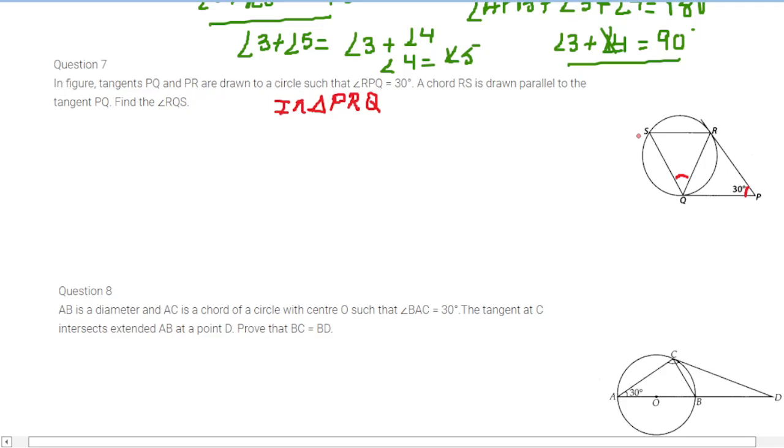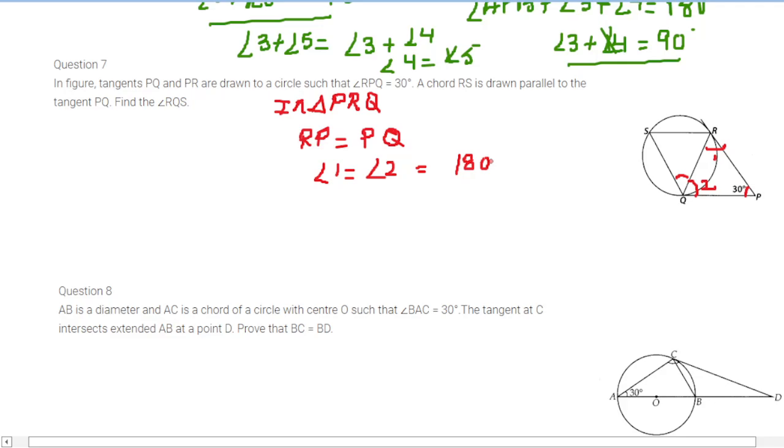We know that RP will be equal to PQ. These are tangents drawn to the same circle from the same external point P. So it means RP and PQ are equal. So this implies angle 1 will be equal to angle 2. So by angle sum property, we can find the measure of angle 1 and 2. So angle 1 and angle 2 will be equal to 180 minus 30 divided by 2. So it means they both are 75 degrees.